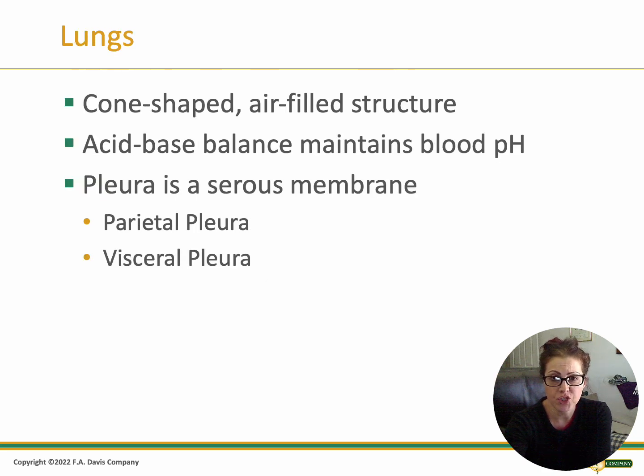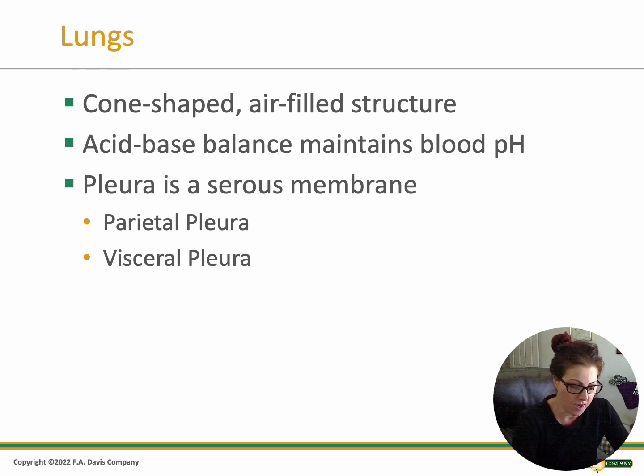The lungs are cone-shaped. They are air-filled structures. They're tissue. Again, acid-base balance is maintained in these tissues, specifically at the level of the bronchioles and the alveoli. And the pleura is a serous membrane that covers the lungs: the parietal pleura and the visceral pleura.